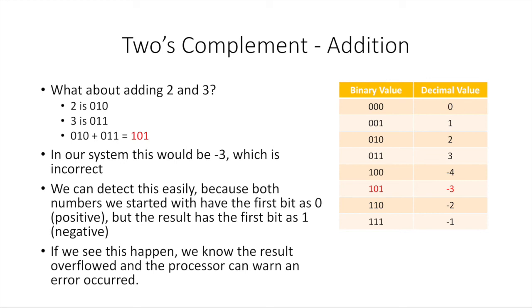Well, this is easy. We can see that if we add two positive numbers and we get a negative number, we know we got something wrong. This is a wrong result, right? So we know we overflowed the amount of space that we're using. And this is very easy to look for.